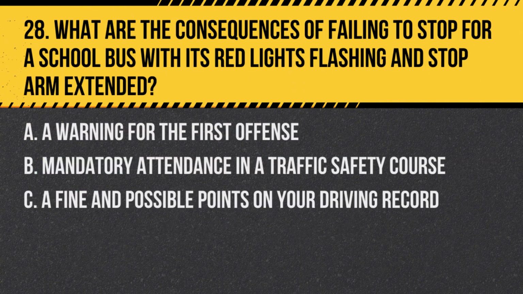Question 28. What are the consequences of failing to stop for a school bus with its red lights flashing and stop arm extended? A. A warning for the first offense. B. Mandatory attendance in a traffic safety course. C. A fine and possible points on your driving record. Answer: C. A fine and possible points on your driving record. Failing to stop can endanger children's lives and is treated as a serious offense.